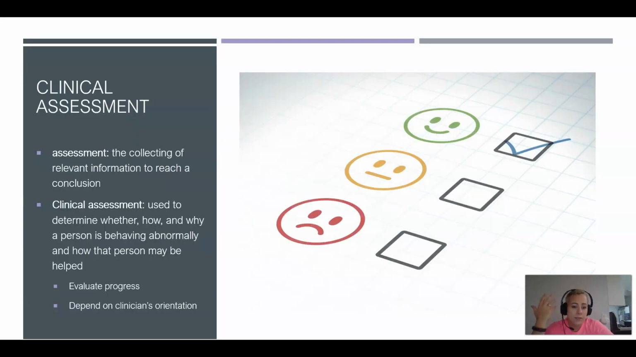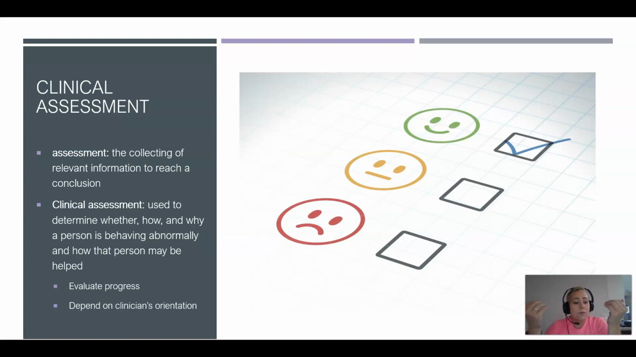So with clinical assessment, assessment is just collecting relevant information to reach a conclusion. In abnormal psychology, we're using clinical assessment to determine whether, how, and why a person is behaving abnormally and how that person may be helped. I do want you to make sure you read the case study in this chapter, because it gives you a general scenario for abnormal functioning and a little practice into what goes into a clinical assessment.